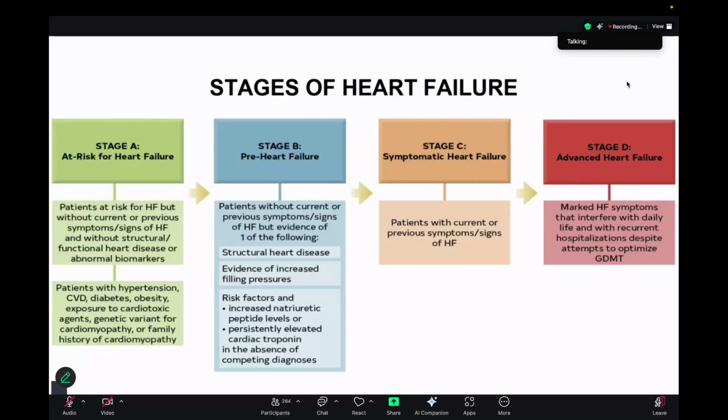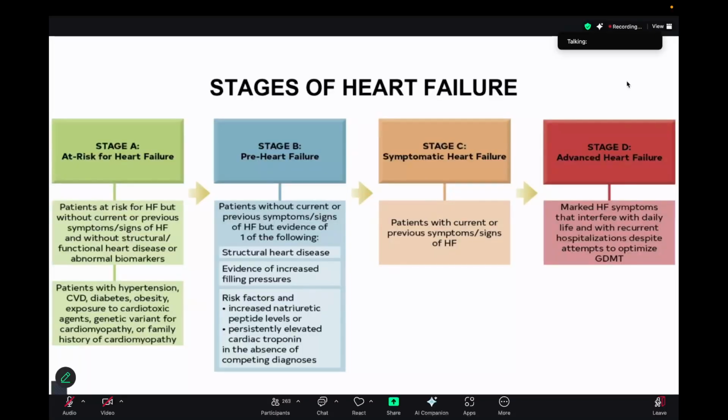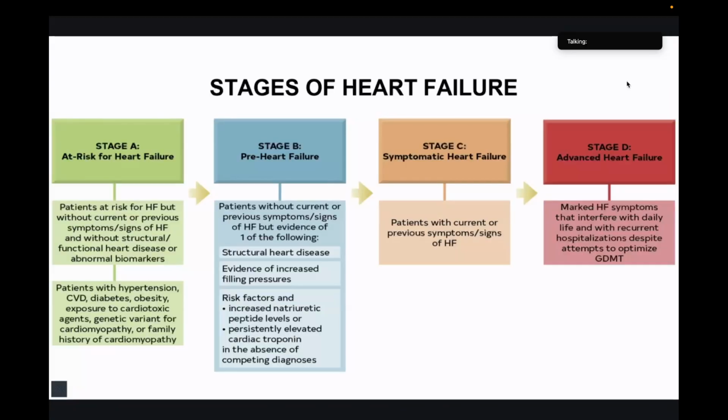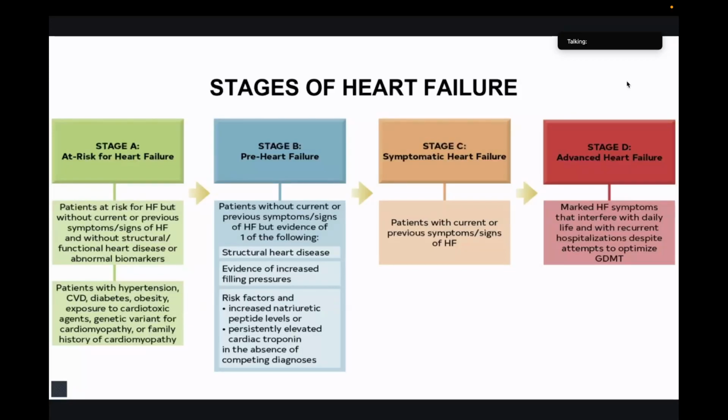Stage D is actually advanced heart failure. These patients have marked heart failure symptoms and require hospitalization despite attempts to optimize guideline-directed medical therapy. Basically, stage D is end stage. By putting in this different staging system of heart failure, this framework helps to guide intervention, aims to prevent heart failure in the early stages, and manages symptoms and progression of heart failure in the later stages.